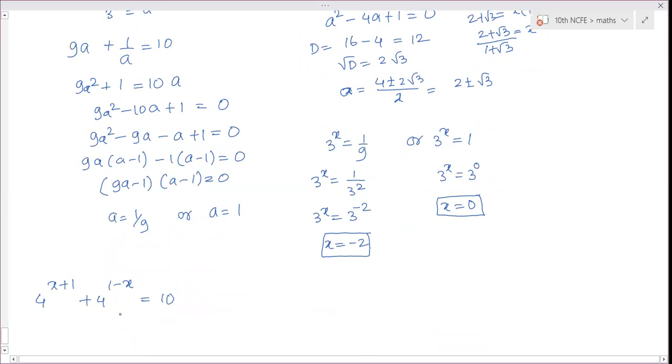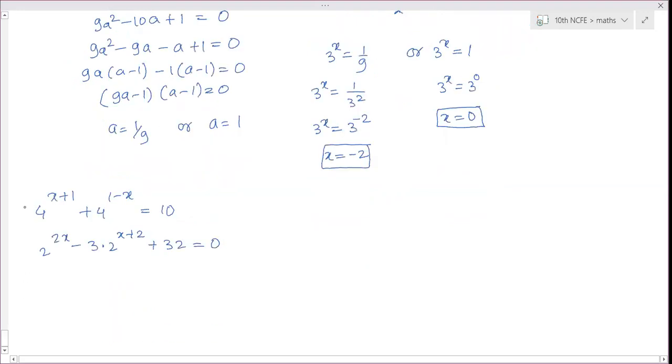And here, 2 to the power 2x minus 3 into 2 to the power x plus 2 plus 32. I don't have the book right now. This one is Quadratic Equation, R.S. Agarwal, first exercise, last questions, 71, 72 and 73. Ma'am, page number 177. Yes, ma'am.